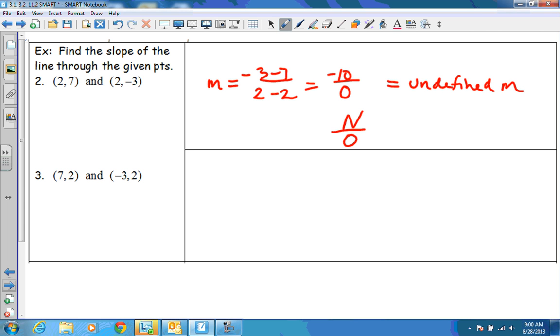If you haven't already. Wait, is the answer you say vertical, or is that undefined? The slope, it says find the slope. Oh, so this is your slope. Okay. I was just asking you about the other stuff.